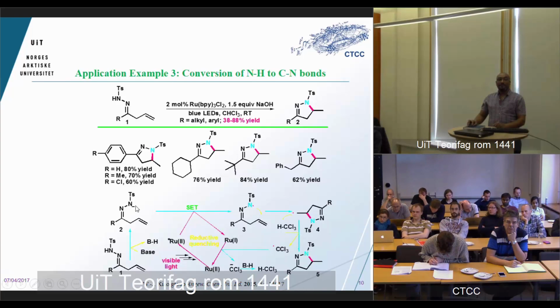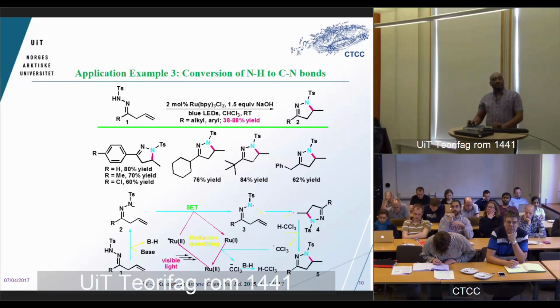And after giving one electron to the ruthenium-2, this compound will generate this radical, and the radical attacks this carbon atom and forms this newly formed nitrogen to carbon bond. And after consecutive reactions, then it reaches the final product.